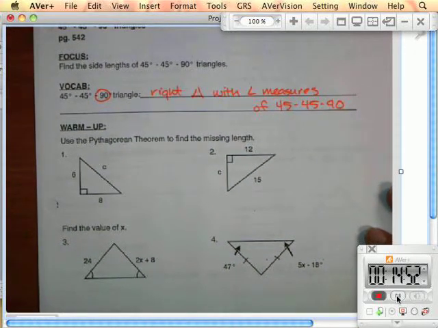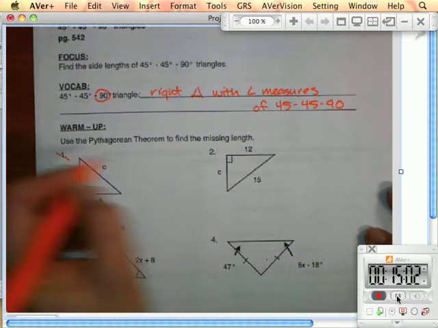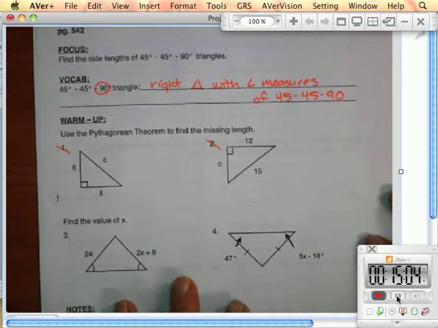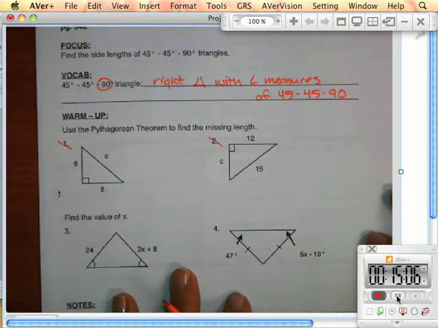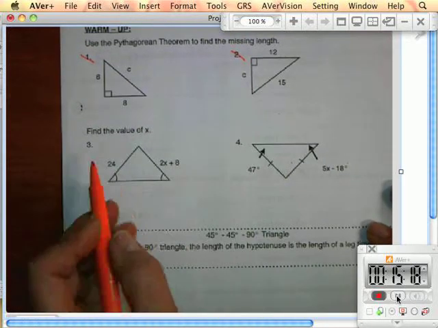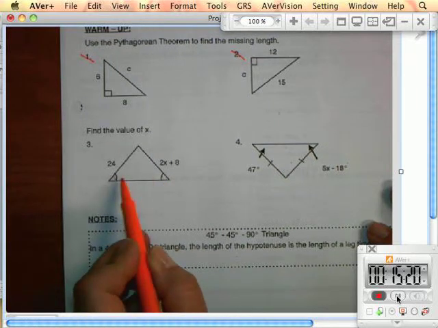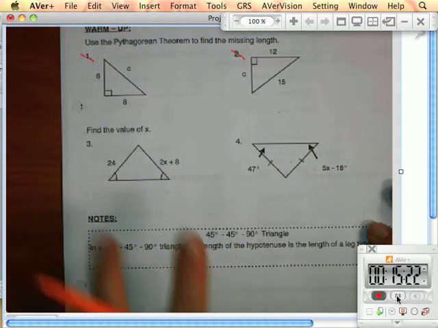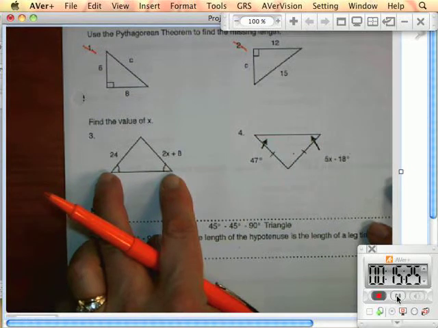You've been practicing Pythagorean theorem already, so we're not going to do that right now. But we are going to refresh our memory about number 3 and 4 here. Back when we worked with triangles and base angle theorem and angle sum theorem and all that fun stuff, we need to think about it again. So, what do these little things mean down here? What is that telling you? That they're congruent.